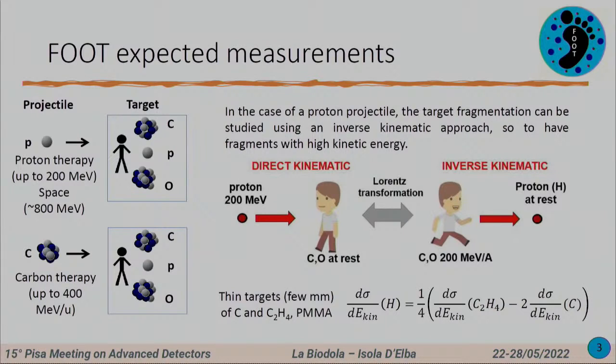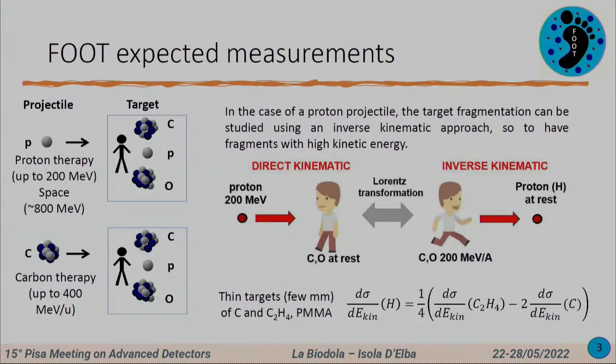To summarize, the measurements that FOOT aims to perform regard protons from 200 MeV up to 800 MeV impinging on the targets that are the main constituents of human tissue, carbon and oxygen mainly, and carbon and oxygen ions for carbon therapy application impinging on carbon and protons. In the case of target fragmentation, the fragment has a very low path.